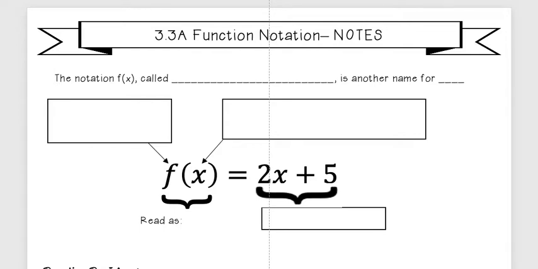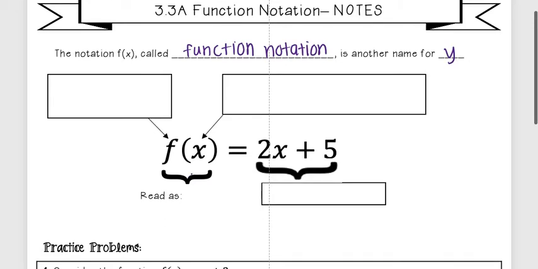So just to go over some vocabulary, the notation f of x, called function notation, is just another name for y. And so now we're going to see equations that look like this, which may look a little funny to you guys. But here, we'll go ahead and just break it down.